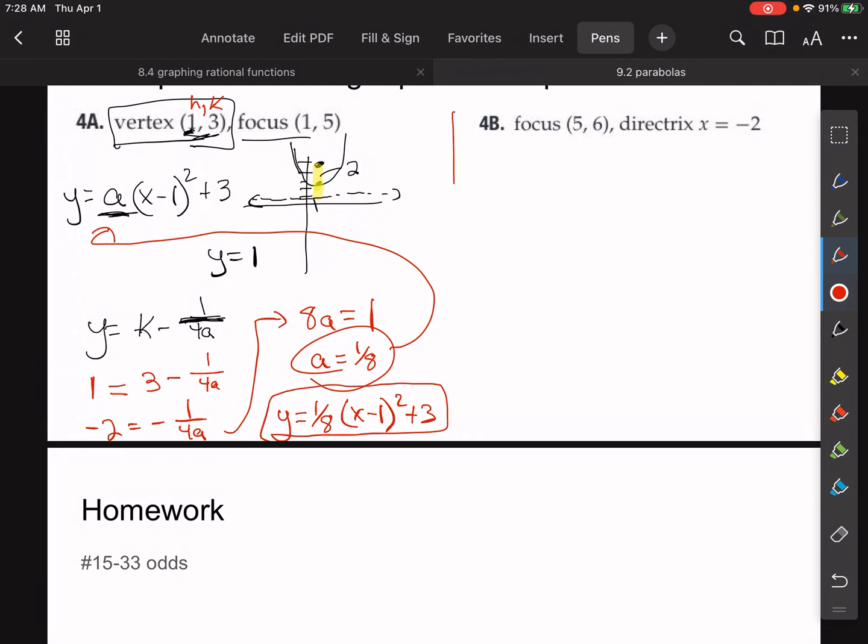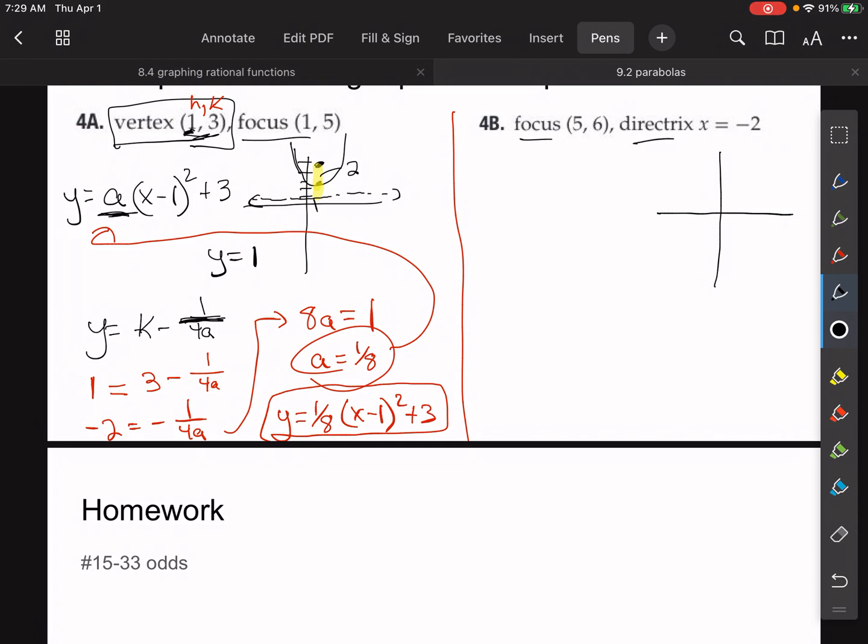Now, for 4b, that one's a little bit different because what they gave us on this one is a focus and a directrix. And I happen to know, by definition, so you got to go back to your definitions, that the vertex is halfway between. It's halfway between the focus and the directrix.